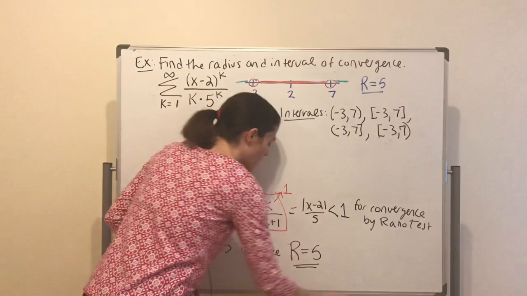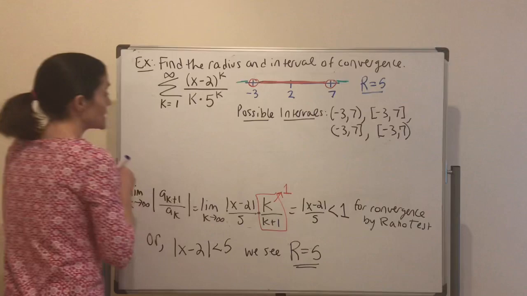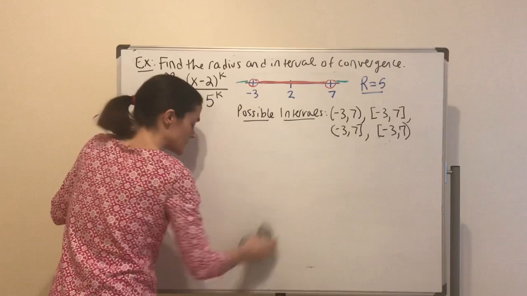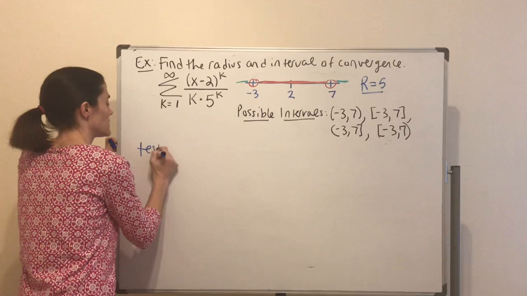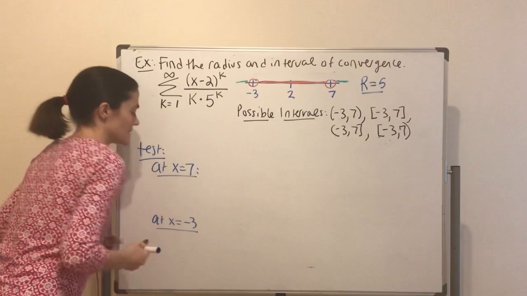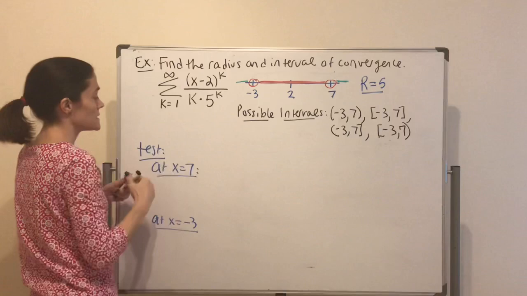What we need to do is we need to test. So now let me erase a little bit more. This is part 2 of the problem. To find the interval, we must test, which involves at x equals 7, what's my power series? And at x equals -3, what's my power series? Okay, so we just stick 7 into this, and then we simplify some.